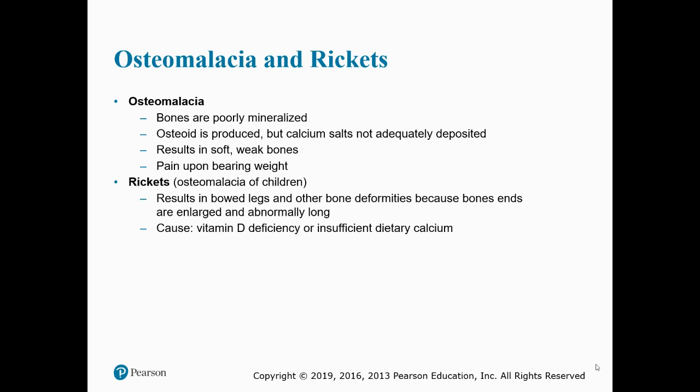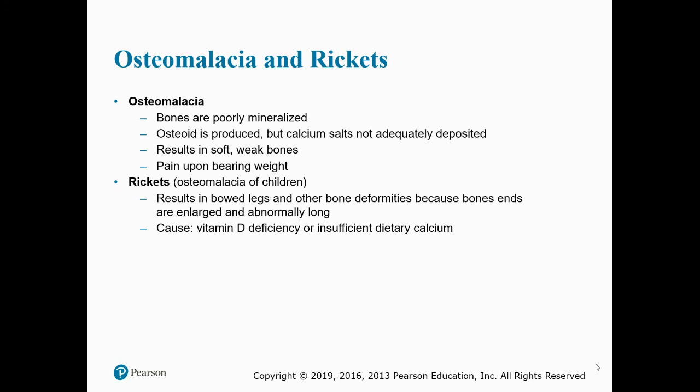Now, the osteoid is formed, but as it lays down that matrix, it's not actually adding the calcium salts that need to be deposited in that area so that those bones can be hardened. So bone has a tendency to remain soft and weak. And this is what we normally see in older individuals.